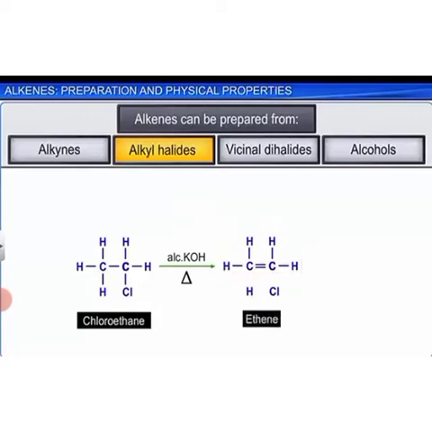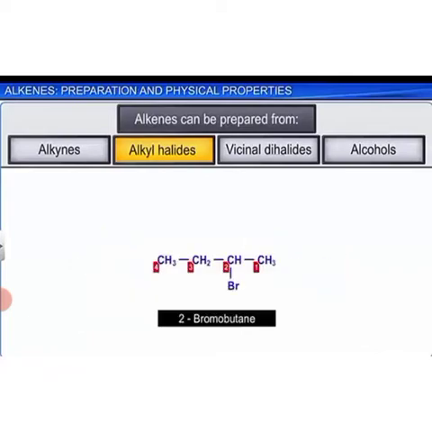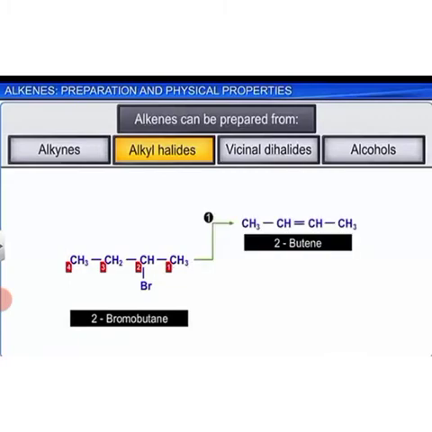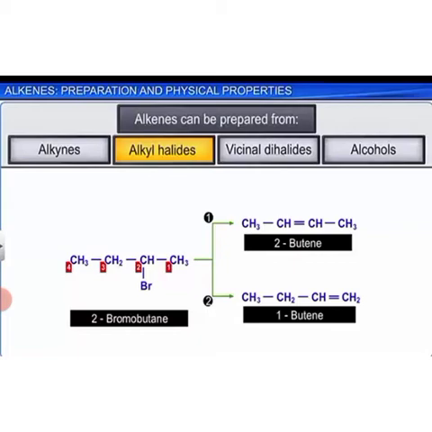During this reaction, the hydrogen and halogen atoms on adjacent carbon atoms of 1-chloroethane are eliminated in the form of hydrochloric acid. In a dehydrohalogenation reaction, if there are two possible positions where the double bond can be formed, then the product obtained is governed by Saytzeff's rule.